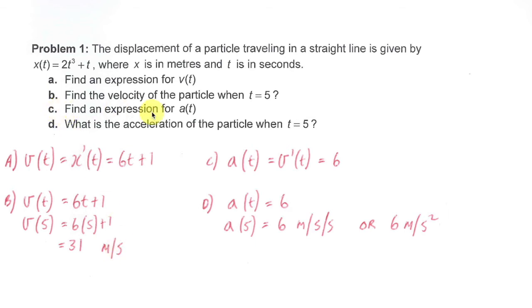C. Find an expression for acceleration. So the acceleration is going to equal the derivative of velocity. Velocity we've already worked out as being 6t plus 1. If I take the derivative of velocity, it's just going to be that constant 6. D, what is the acceleration of the particle when t equals 5? So I'm now going to have a of 5, and it's equal to that constant, 6 meters per second squared.